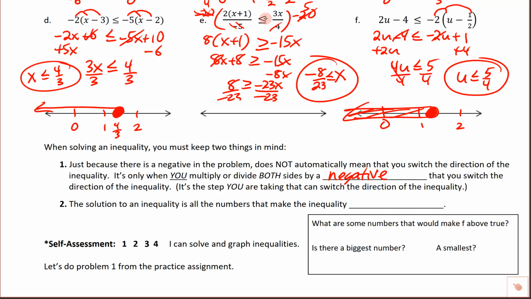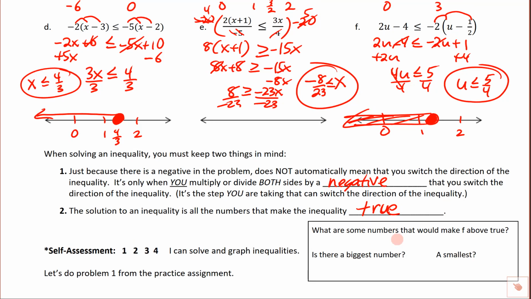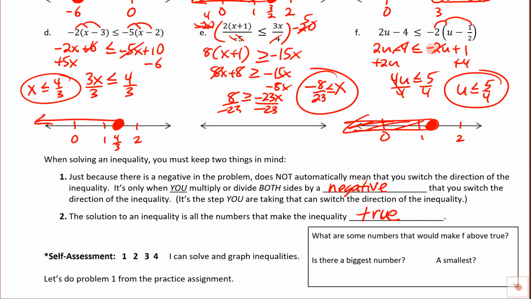And the other thing is, the solution to an inequality is all the numbers that make the inequality true. So let's take a look at this. What are some numbers that would make f above true? So f is right here. So any number that's shaded would make that inequality true. So you could use 0, that's shaded. You could use 1, that's shaded. That number right there, I forgot to label it, 5/4. That would work because that's shaded. We filled in that endpoint. You could do, gosh, any negative number you want. You could go as far as you want in this direction. So we could do -100 or something like that.